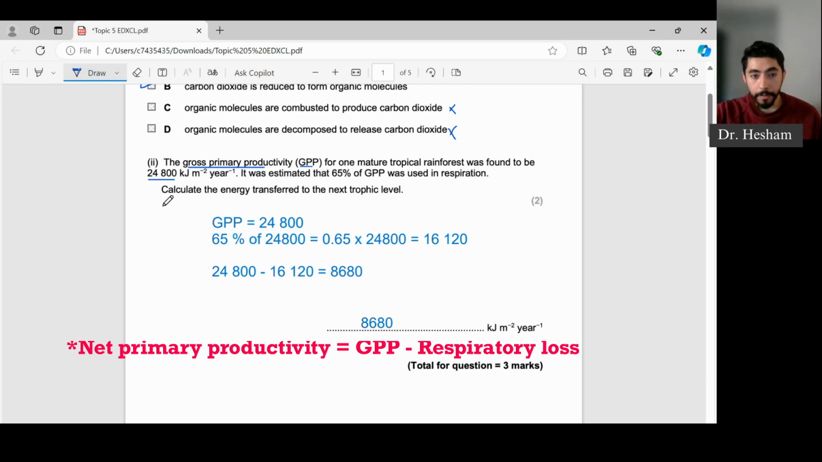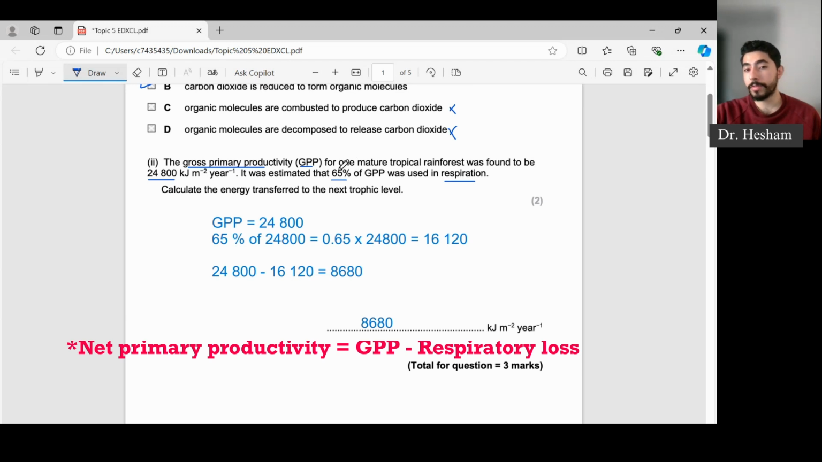So of this 24,800, 65% was used in respiration. This is what the question says. So 65% of this is used in respiration. So the question is asking, calculate the energy transferred to the next trophic level.